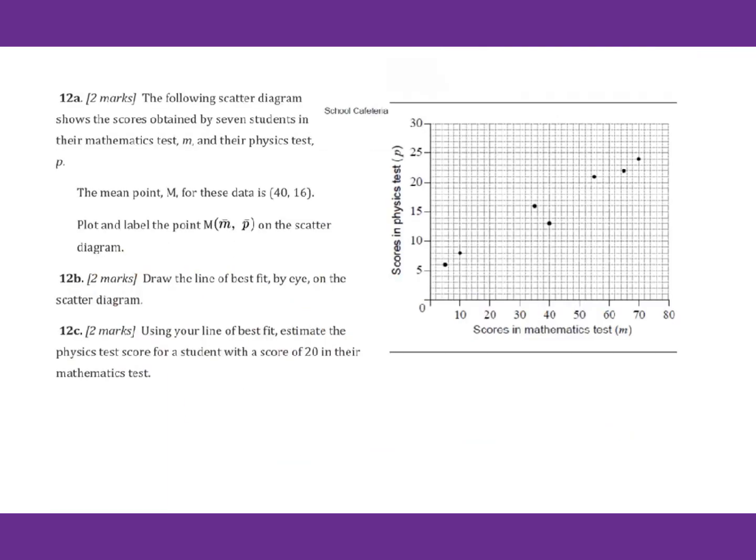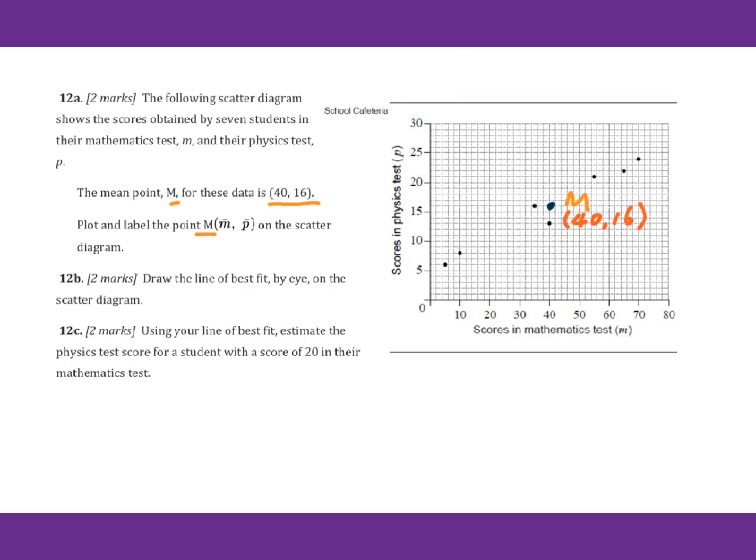Let's go to 12A. The following scatter diagram shows the scores obtained by 7 students in their mathematics test M and their physics test P. The mean point M for this data is (40, 16). Plot and label the point M on the scatter diagram. So this point is (40, 16). That's the mean point.